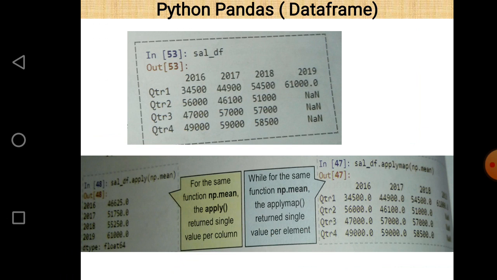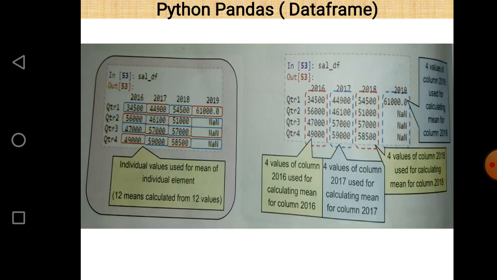So this is the functionality of the apply and applymap functions. Again, the apply function basically works on a single row or a single column at a time, while the applymap function works on each and every element of a data frame. So that is the difference.